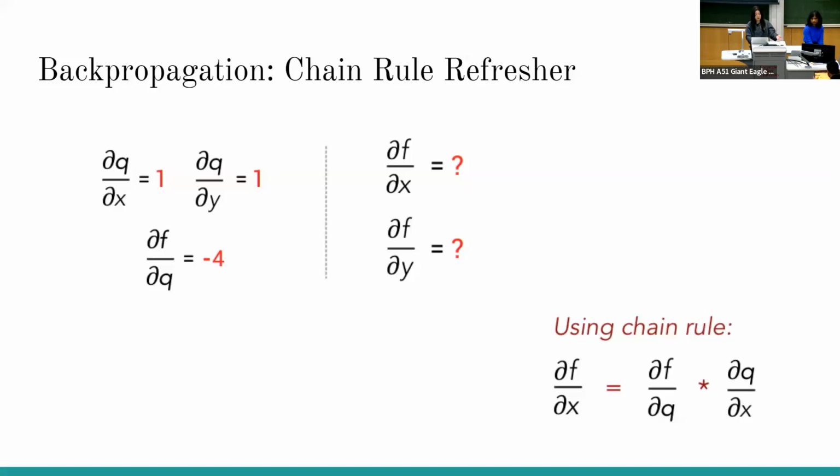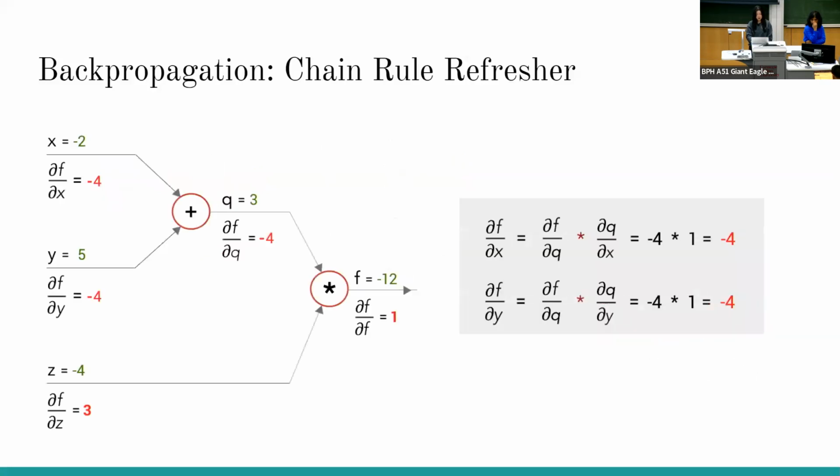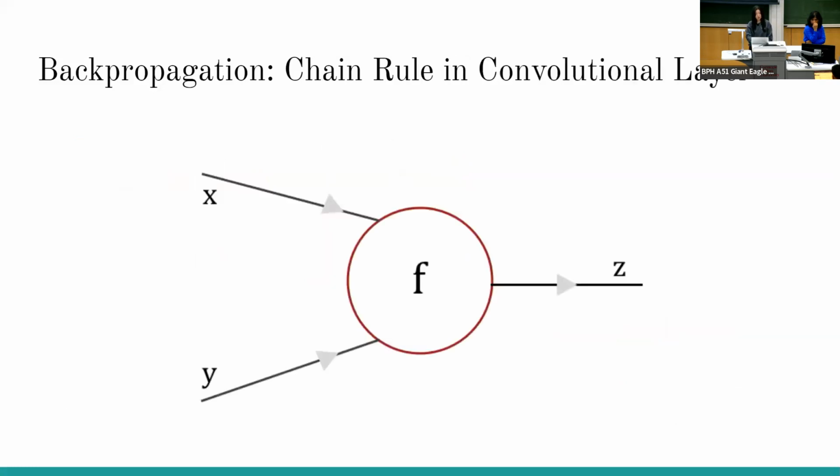So how do we go about it? This can be done by using the chain rule of differentiation. By the chain rule, we can find df by dx as shown in the equation down below. So we can find the values that we want by doing a simple chain rule, right? This is simple. Now we will move on to CNN.